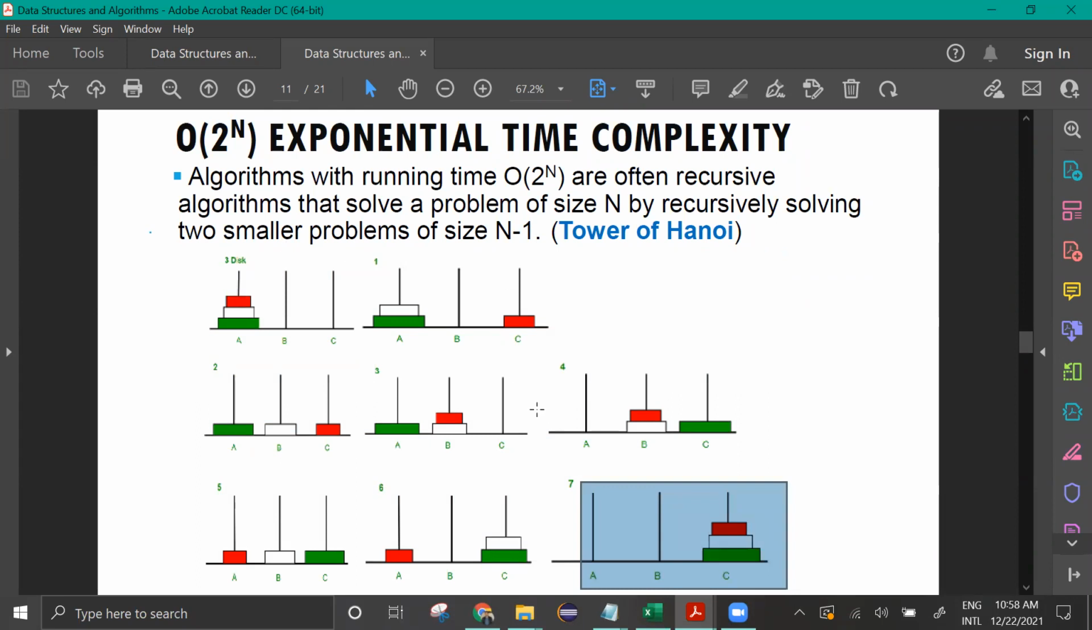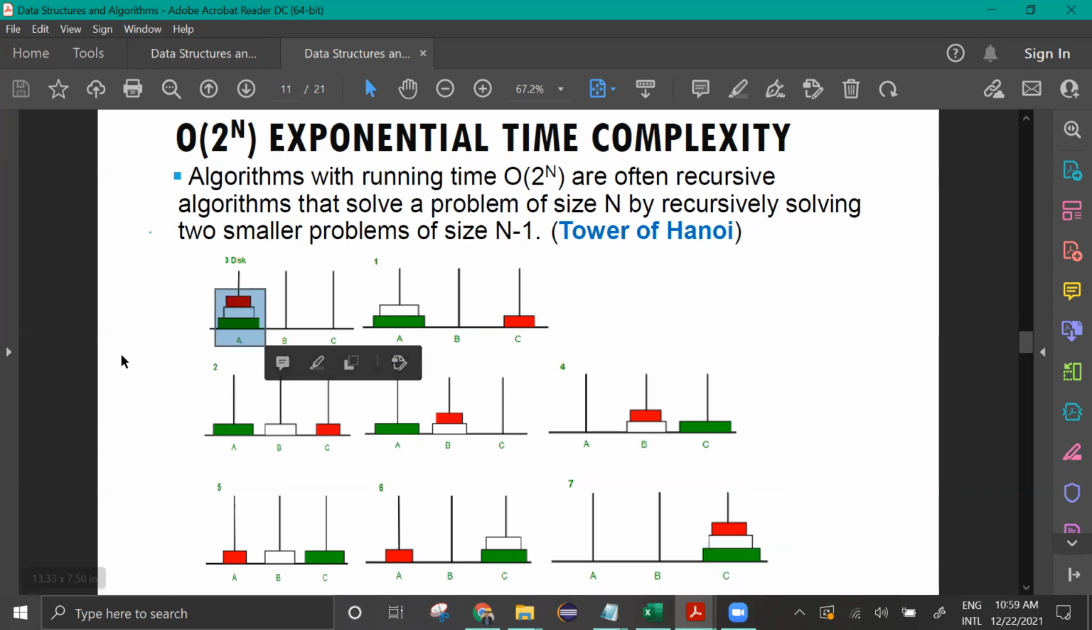So in this case, our input size would be the number of disks that we have. Usually if it is 3, take a size of 3 now. How many steps do we have to follow? If the size is 3, how many steps do we have to follow?